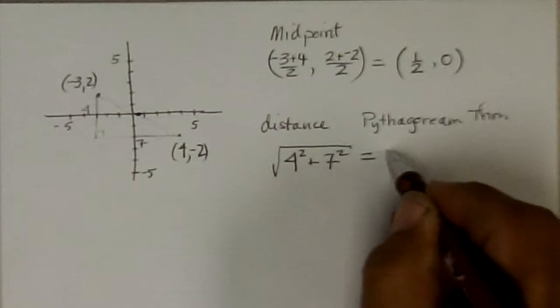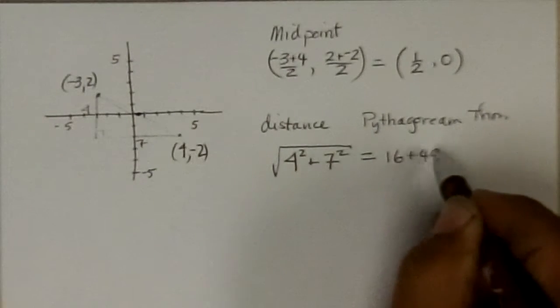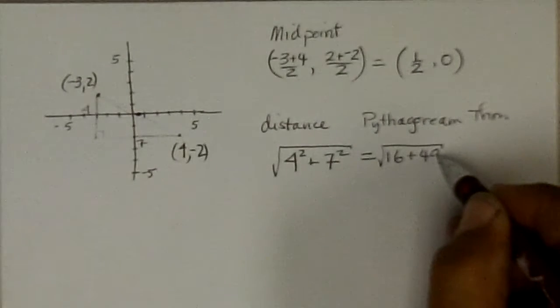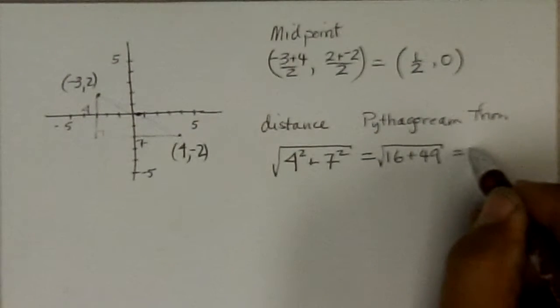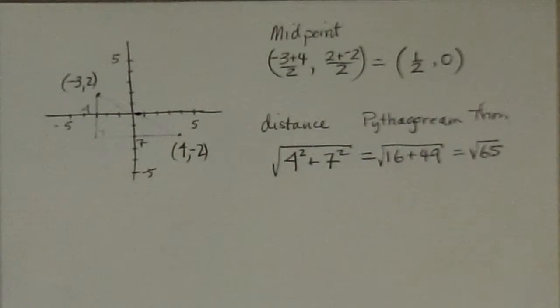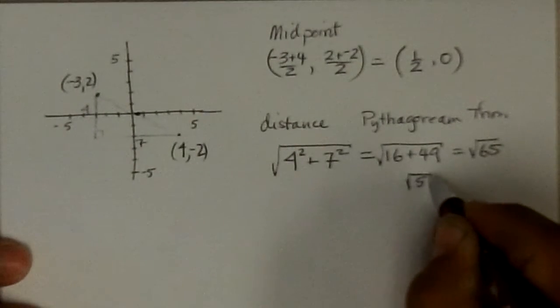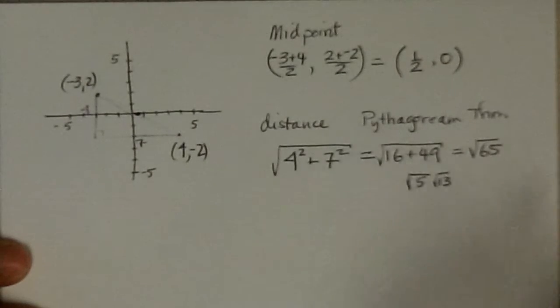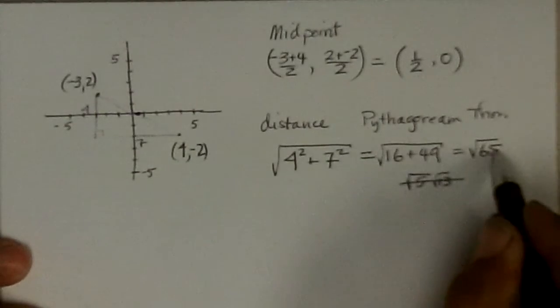In this case, it would be 16 plus 49. So 65, that's the square root of 65. And 65 is 5 times 13, which 5 and 13 are both prime. Could say that that's the square root of 5 times the square root of 13, but I don't know the square root of either one of those, and that's the only two things that go into 65. So we'll just leave it square root of 65.